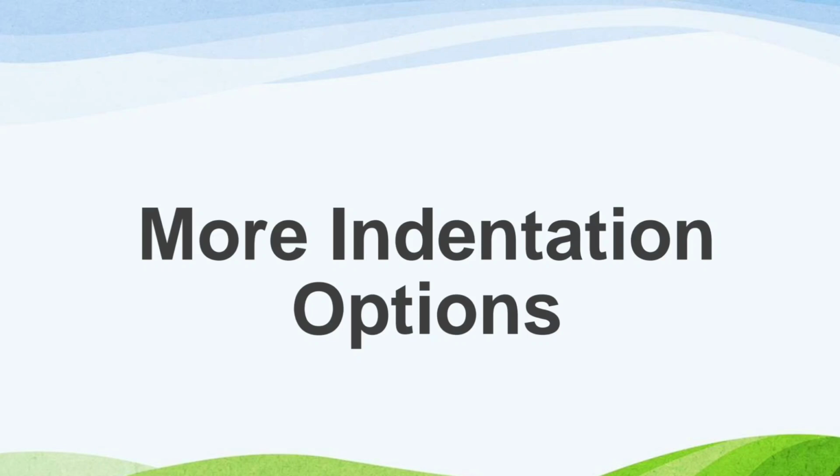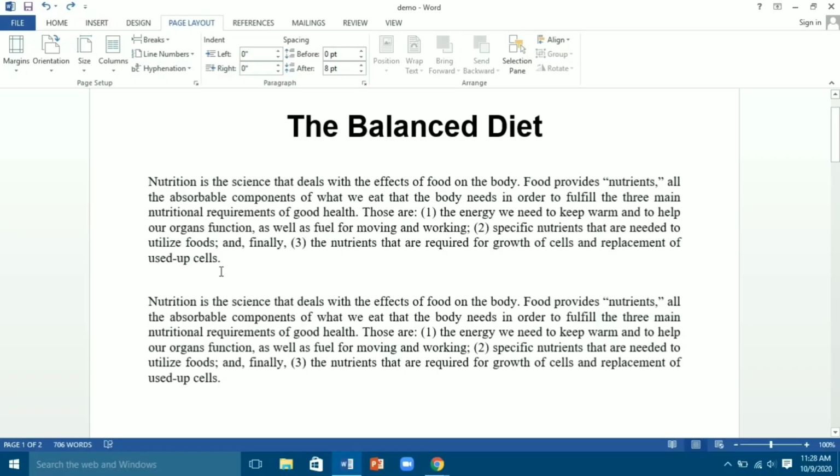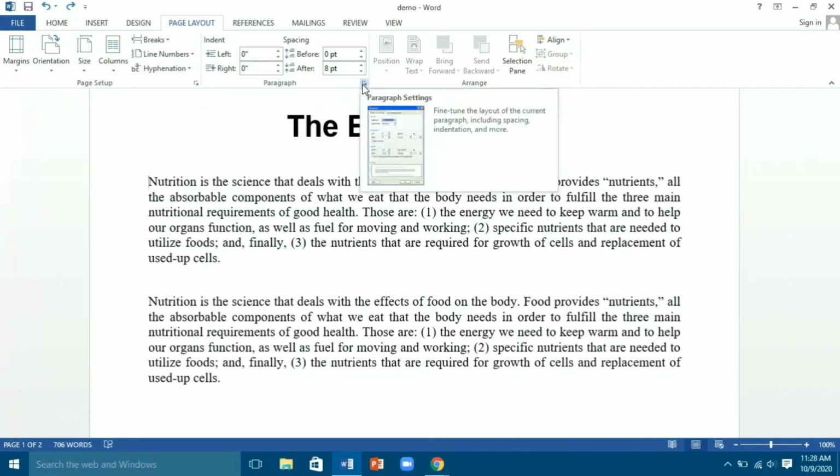You can also select a value from the drop down list of left and right indent. There are also more indentation options available, for example, to set the first line indentation and hanging indentation. For this, we need to open the Paragraph dialog box. First of all, put the cursor at the start of the first line. Now click on the Page Layout menu. Now click on the Paragraph group. Here you can see the dialog box launcher button at the bottom right corner.